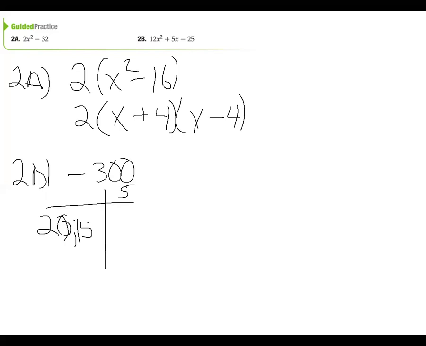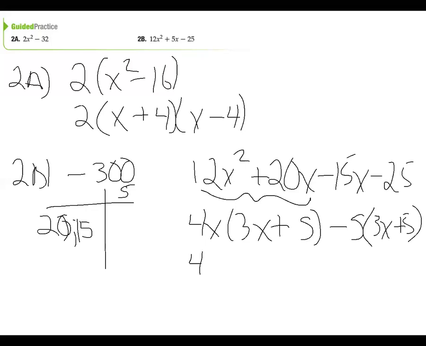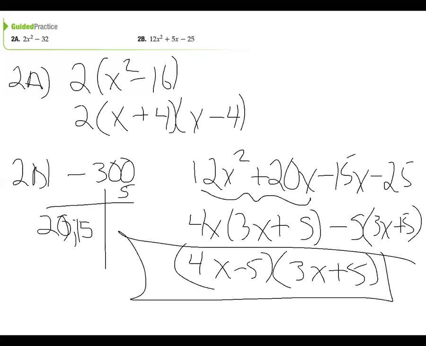Okay? So that's going to break the 12x squared up into 12x squared plus 20x minus 15x minus 25. Group the first 2, I could take out a 4x and get 3x plus 5, and then factor out a minus 5 from that one and get 3x plus 5 here. And then it's 4x minus 5 times 3x plus 5 there. Okay, and that's our answer.